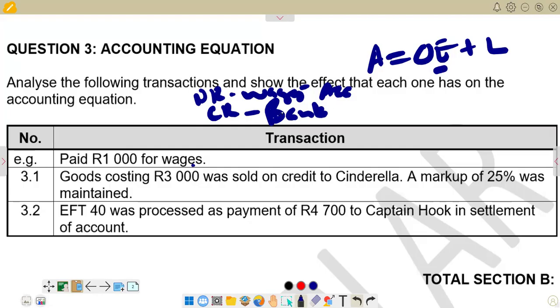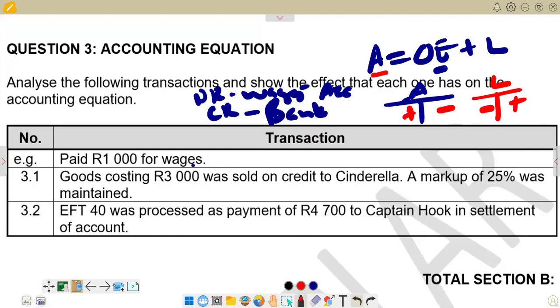And on the asset part of bank, we are crediting, and we know that whenever we credit an asset account, it's a negative, but when we debit it, it's a positive. This is different from a liability account, where whenever we credit a liability account, it's a plus, and whenever we debit a liability account, it's a minus. So in this case, we are crediting bank, so it's a minus, which means the asset we're also going to subtract.